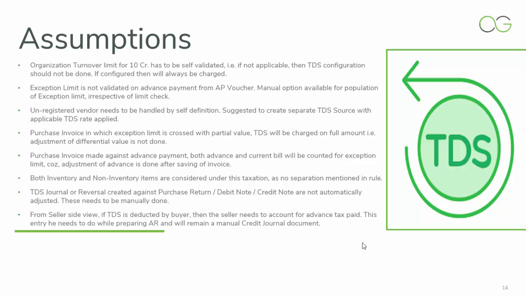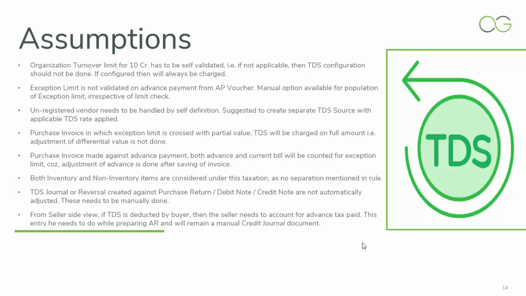Again, the exception limit is not validated on the advance payment of AP voucher. That is, the 50 lakhs exception limit is not checked at the advance payment. By default, on creation of any voucher payment, the system will consider the TDS rate that is applied in the section from the section definition. The manual option is provided for population of the exception limit, but that will not validate the limit check of whether 50 lakhs has been crossed or not. If the user proceeds with that exception limit, then it will auto-populate the value specified in the exception.